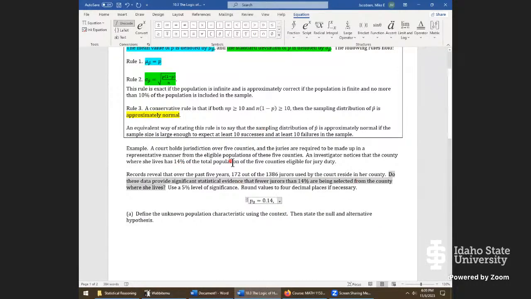Next value we have is, well, there's 172 out of the 1,386 jurors used by her court that reside in her county. It looks like this might be considered to be a sample size. We just don't have any information of that being random. In fact, we know it's not random. That's just purely historical data. So this is not the greatest problem. We don't even have random data.